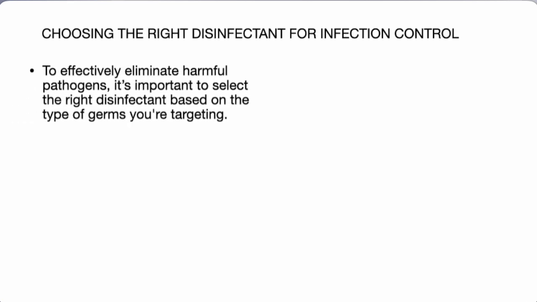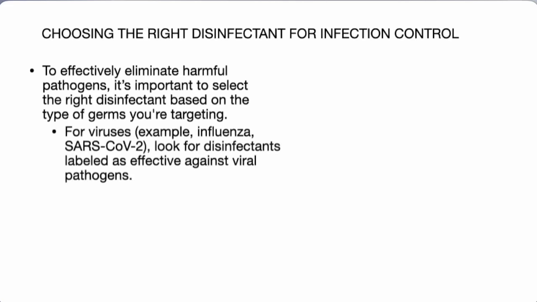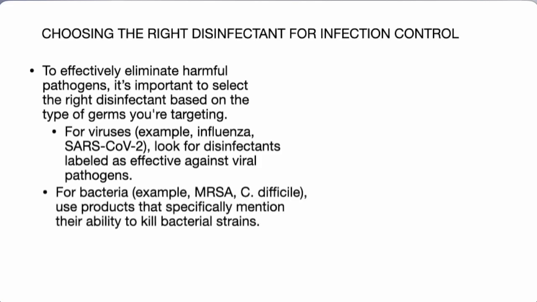Choosing the right disinfectant for infection control. To effectively eliminate harmful pathogens, it's important to select the right disinfectant based on the type of germs you're targeting. For viruses, for example influenza, SARS-CoV-2, look for disinfectants labeled as effective against viral pathogens. For bacteria, for example MRSA, C.